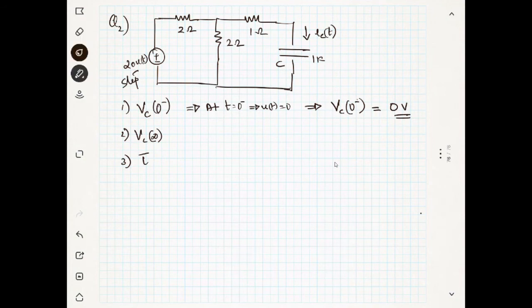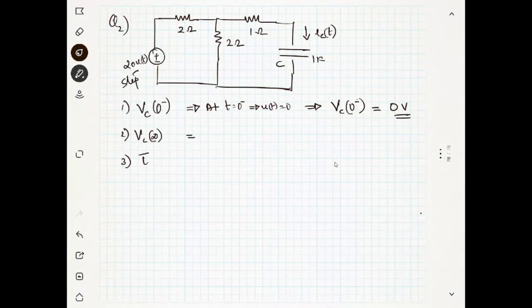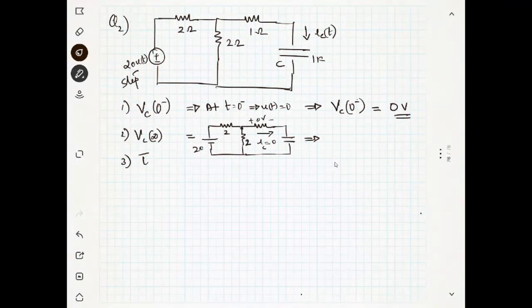Okay, now what will happen at infinity? At infinity, you are giving 20 volts, and there is no current here because the capacitor is fully charged, right? IC will be 0. So what will be the voltage across the capacitor? Just voltage division. There is no voltage drop across the resistor, so all the voltage will drop across the capacitor. It will be 10 volts, 20 by 4 into 2.